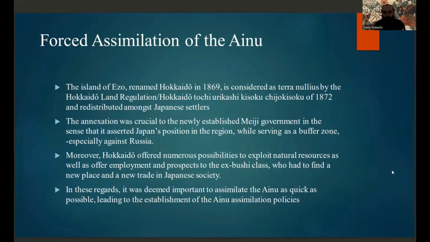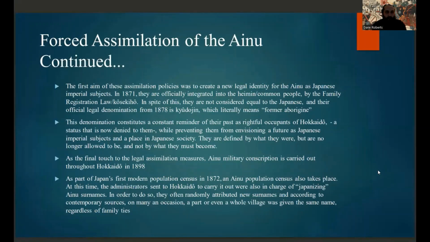And it provided a way for the ex-bushi class to profit off of these resources, as they now had to find a new place and a new trade in Japanese society. So, with this in mind, it was deemed important to assimilate the Ainu as quickly as possible, leading to the establishment of Ainu assimilation policies, which began in 1871, and they were officially integrating, at least on paper, the Ainu into the common people, the Heimin, the commoner class.